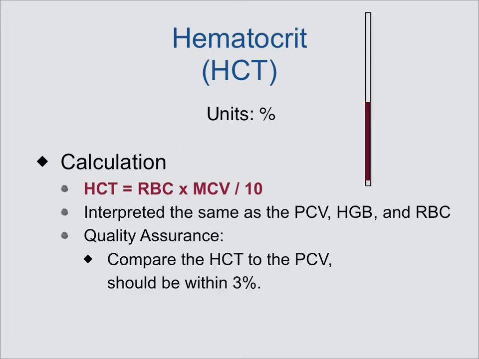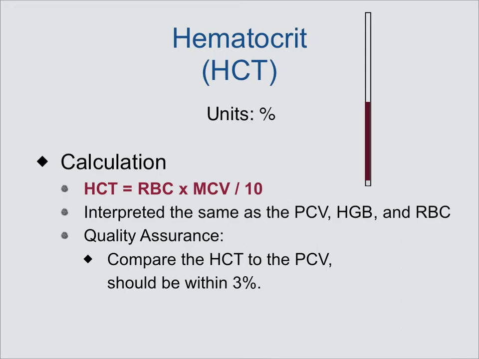The last way the quantity of red cells is reported is the hematocrit. The hematocrit is the analyzer's way of reporting the PCV, and the hematocrit and the PCV should be within 3% of each other. The hematocrit is calculated as the red blood cell concentration multiplied by the mean cell volume. This is then divided by 10 as a unit conversion factor. If we think about it, this calculation makes a lot of sense.